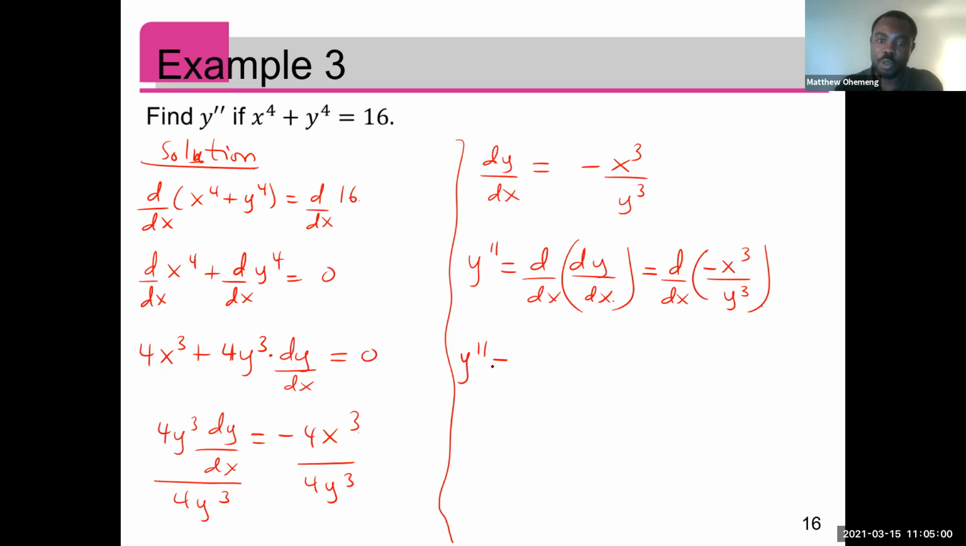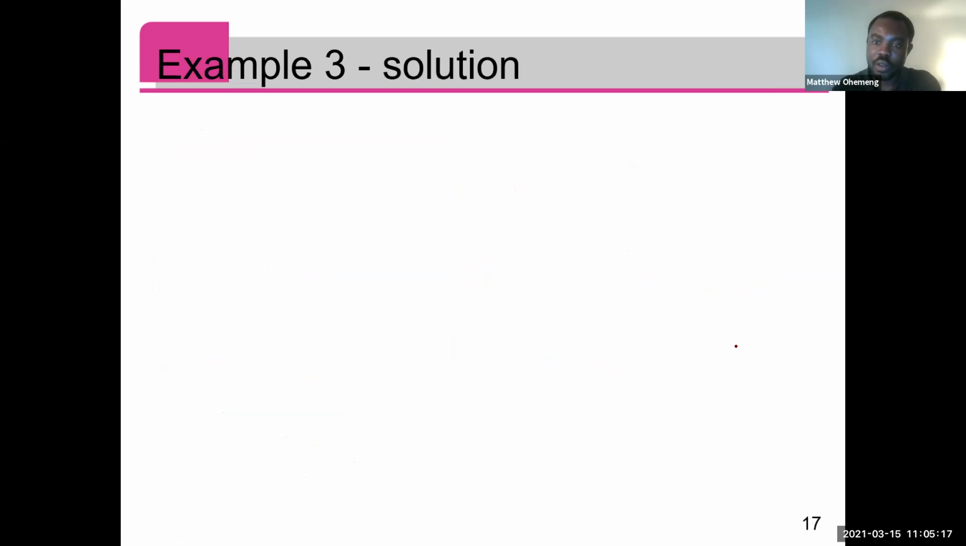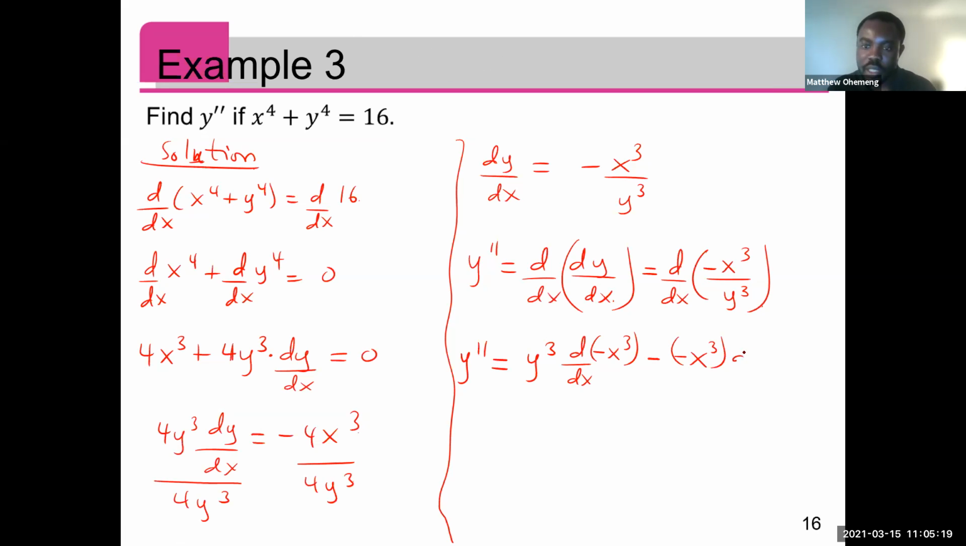So by the quotient rule, what do we do? It's low, so y cubed, d high. This time, let me attach the derivative to this. So that's the derivative of negative s cubed minus high, so minus s cubed, d low. d low is d over dx of what? Y cubed, all over the square of what is below. So that'll be y cubed all squared.